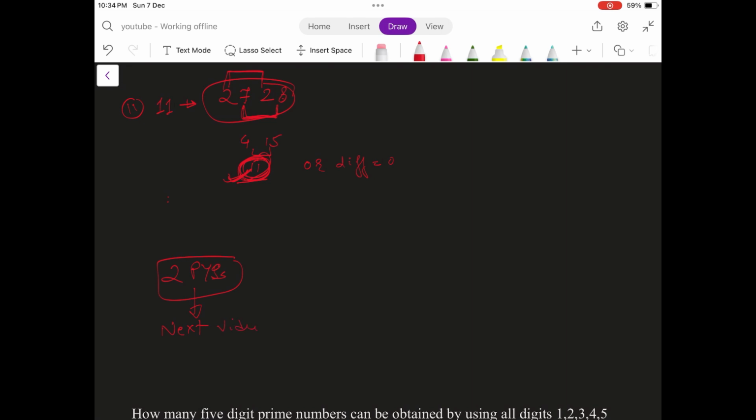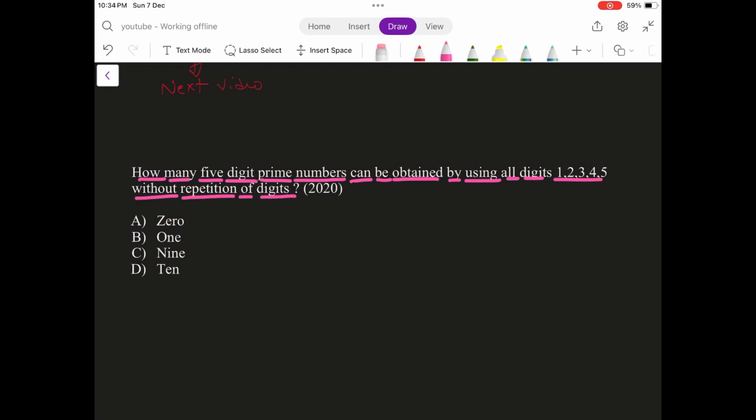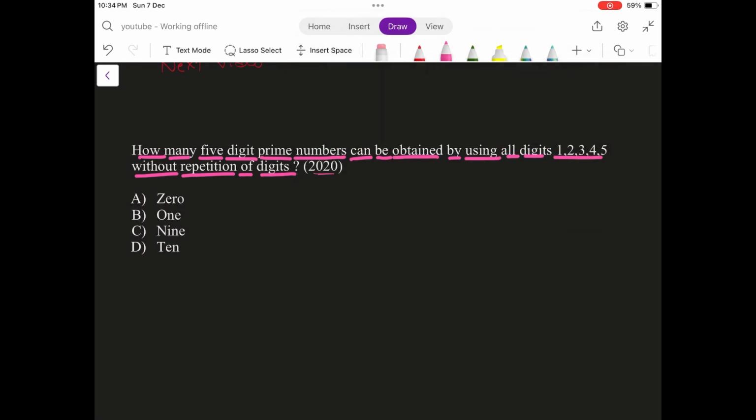Okay, so let's do this question. So the question here is, how many 5-digit prime numbers can be obtained by using all digits 1, 2, 3, 4, 5 without repetition of digits? So this is a question from 2020 का UPSC का CSAT. So they are asking 5-digit prime numbers, ऐसे कौन से 5-digit prime numbers हैं जो हम इन digits से बनाएंगे without repetition of digits that are prime numbers होंगे.